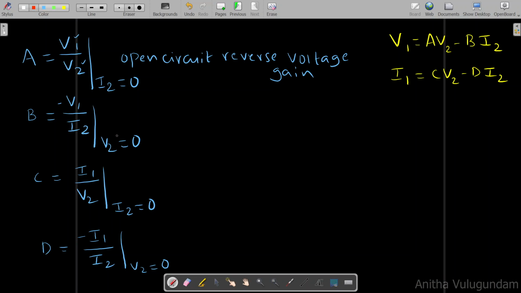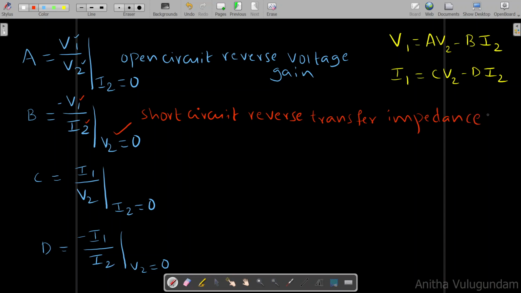Let us look at B now. What is the condition here? V2 equal to 0. So we can write it as short circuit. Next, look at the ratio. It is the ratio of one port variable to the second port variable, so we can write it as reverse. And here it is nothing but V by I. V by I is impedance. So you have to write here reverse transfer impedance. B is defined as short circuit reverse transfer impedance.